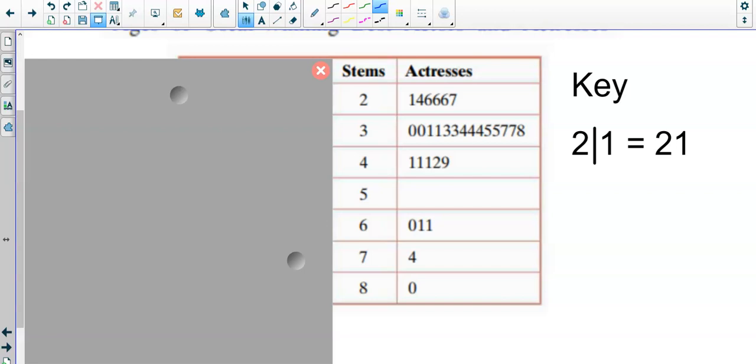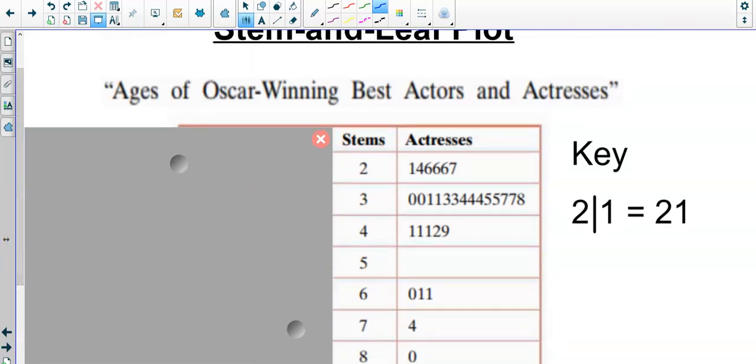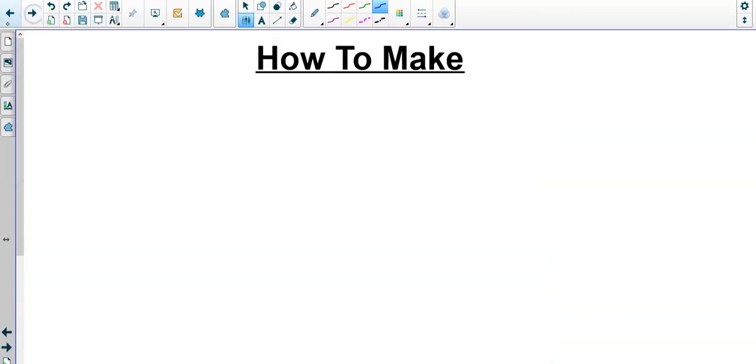Also notice that your numbers are in order from least to greatest. When you do a stem and leaf plot, your leaves are in order from least to greatest. Again, these are what we call the leaves. Everything is nice and evenly spaced out, no commas, in order from least to greatest. Over here are what are called your stems. And again, you have a title, you have a key. So let's talk about how we create these.